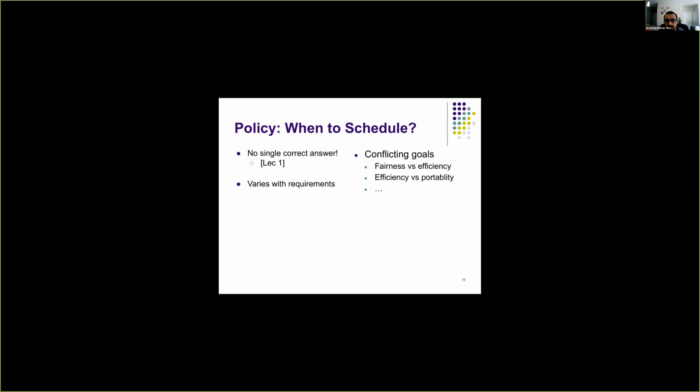For instance, if we want our operating system to be fair, then we may have to compromise on efficiency. Similarly, if we want our operating system to be efficient, then we may have to compromise on portability, because then the operating system is no more configurable. So this policy decision usually varies with the requirements. It depends on the use case of the operating system, on what we want from it. So there is no single answer, and it depends on the use case that we are interested in.